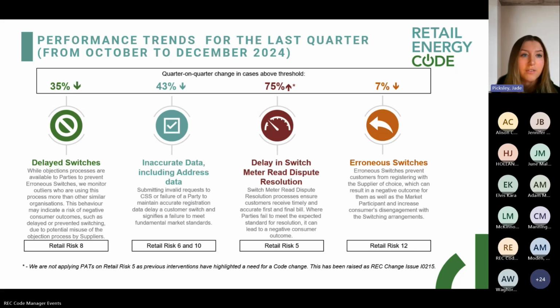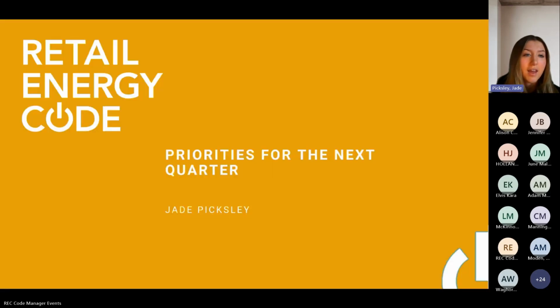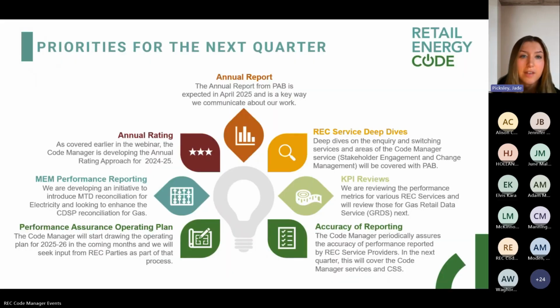If we move over to the next slide, this will be focusing more on the priorities for next quarter. We've got 7 of the main priorities on this slide. I won't go into too much detail for the REC service deep dives, KPI reviews and accuracy of reporting, as Anton's already discussed this earlier in the webinar. In regard to the performance assurance operating plan, this will run from the 1st of September to the 31st of August, and we'll be telling parties over the next quarter what will be important for them to know.